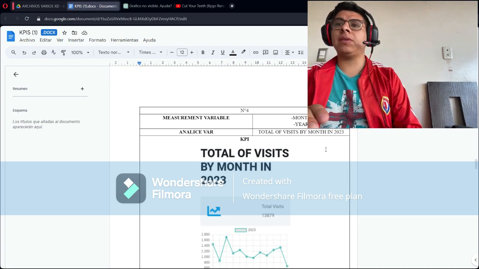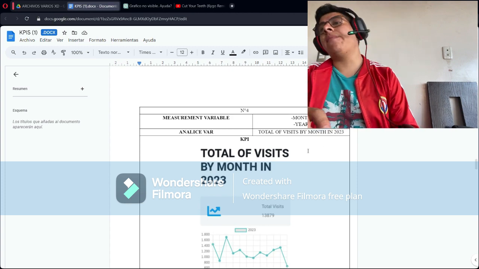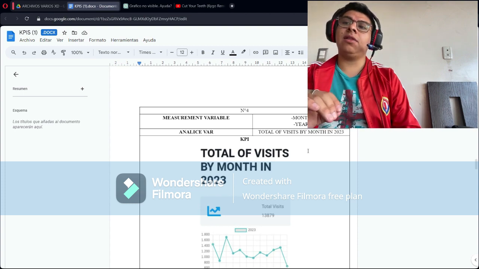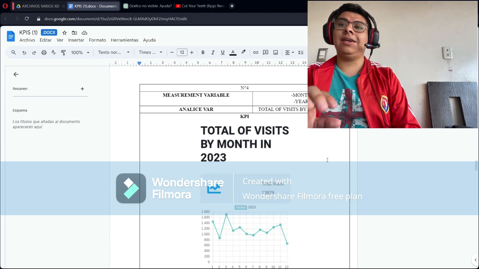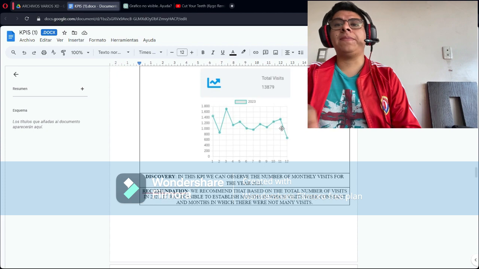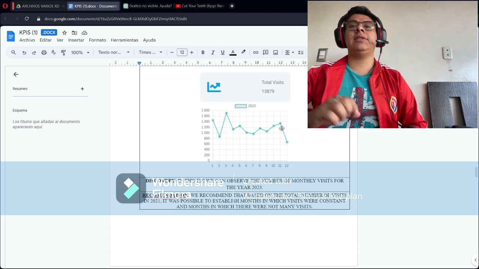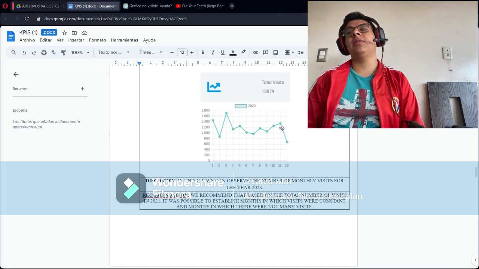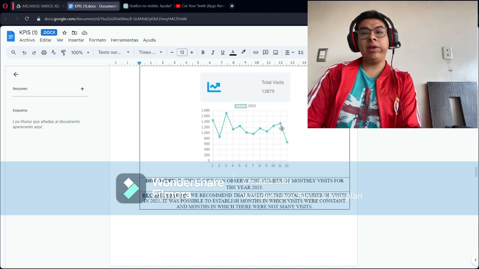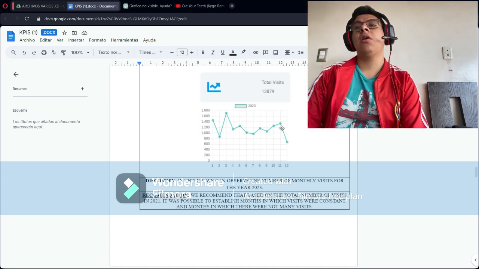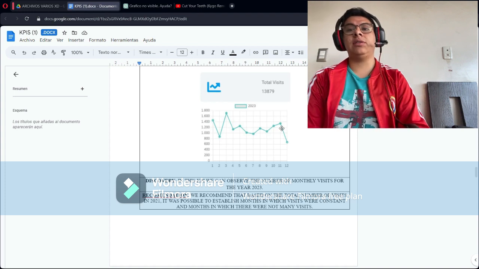And the KPA number four, it's like the three anterior ones. The measure variable is month and year. Analyzed variable is total of visits by month, but in the year 2023. Okay, the discovery in this KPA, sorry, we can observe the number of monthly visits for the year 2023. And the recommendation, we recommend based on the total number of visits in 2023.